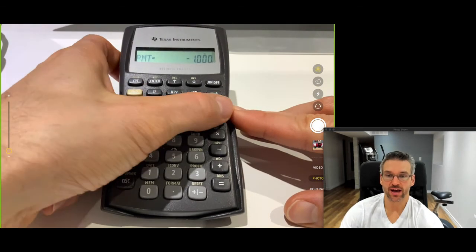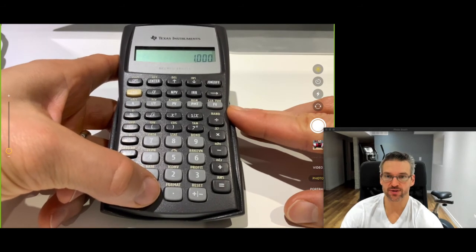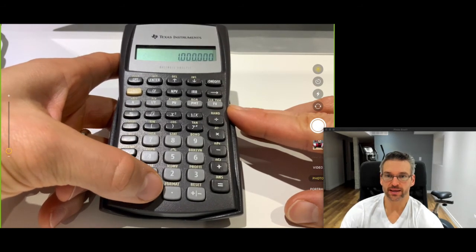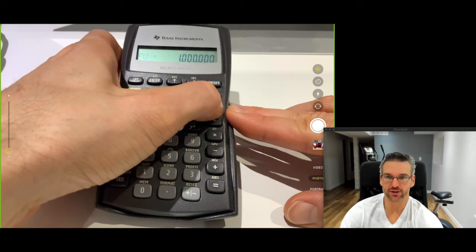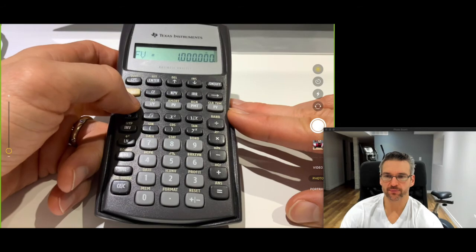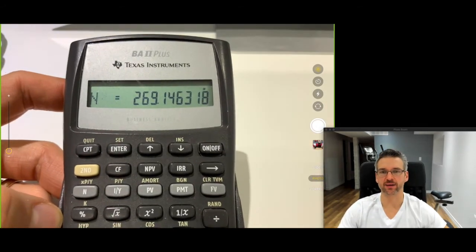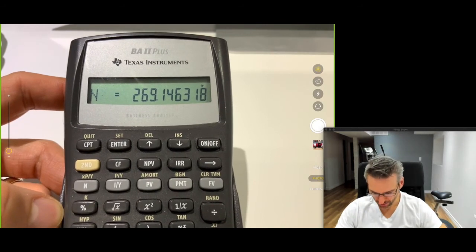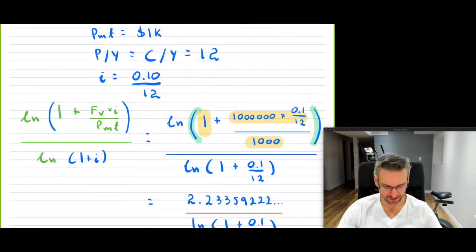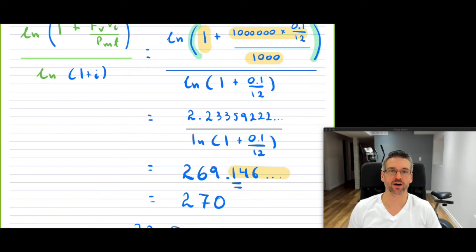All right. So now for the future value, we wanted a million. I apologize, that's a million right there. So that's the future value. And now we can compute. So compute N. That's what we wanted to do. And notice we get exactly the same thing, right? If I go back here to our notes, notice that this is exactly what we got, which was 269.14 and so on. And that is way easier.